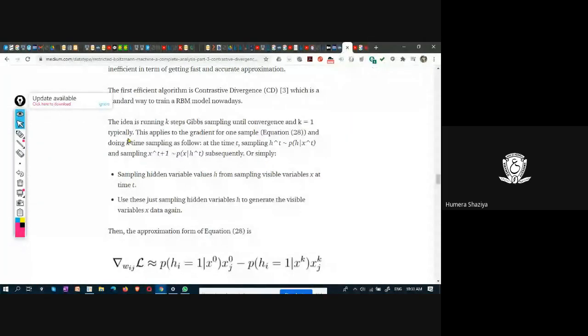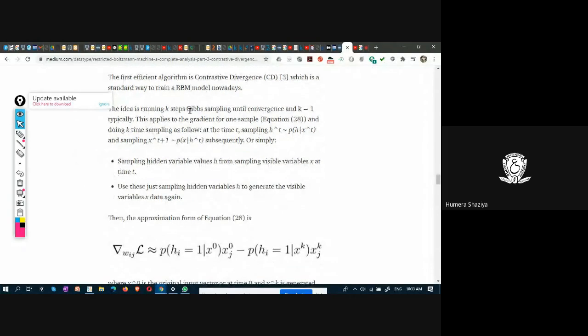Okay, here the idea is to have k steps of Gibbs sampling, and k equal to 1 until convergence. Typically, k is 1, which means this process is carried out one time. This applies to the gradient for one sample, and doing k times sampling as follows.